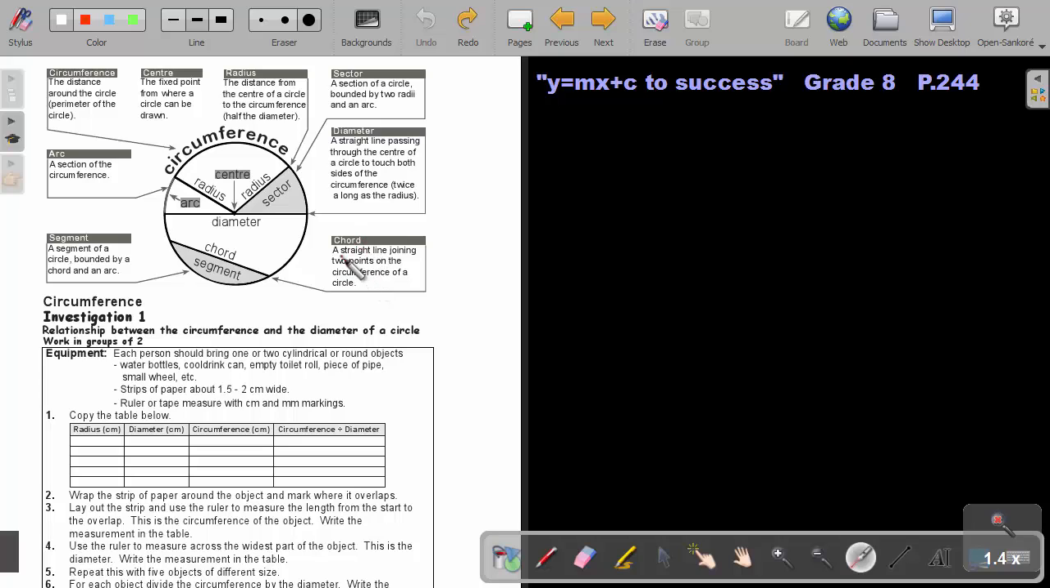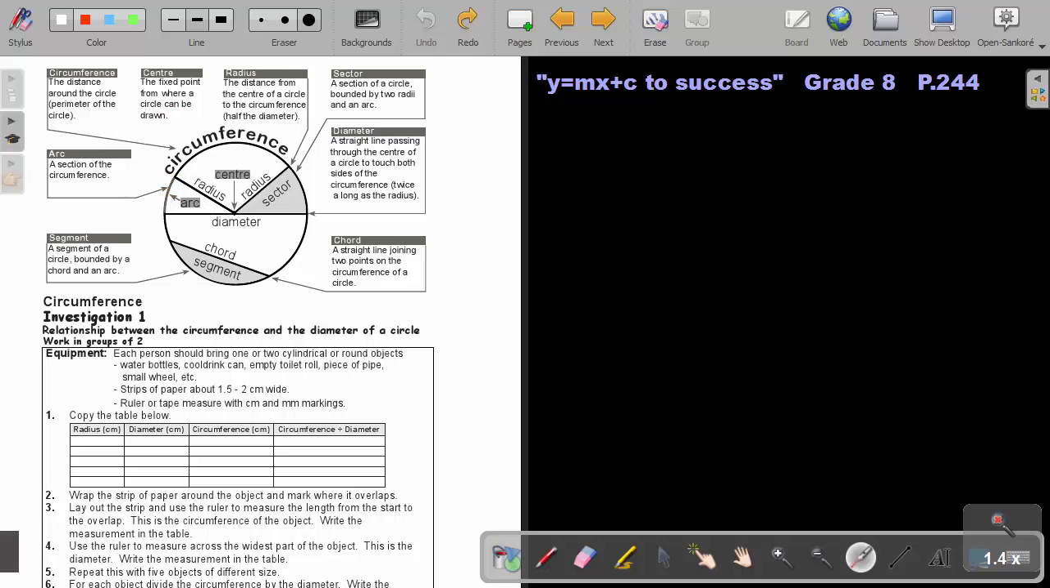A chord. A straight line joining 2 points on the circumference of a circle. So it's also joining 2 points, but it's not going through the center. A segment, this part, a segment of a circle bounded by a chord and an arc. So a chord and an arc. So the difference between a segment and a sector is two radii and the arc. A segment is just a chord and an arc. An arc, a section of the circle, it's actually part of the circumference.